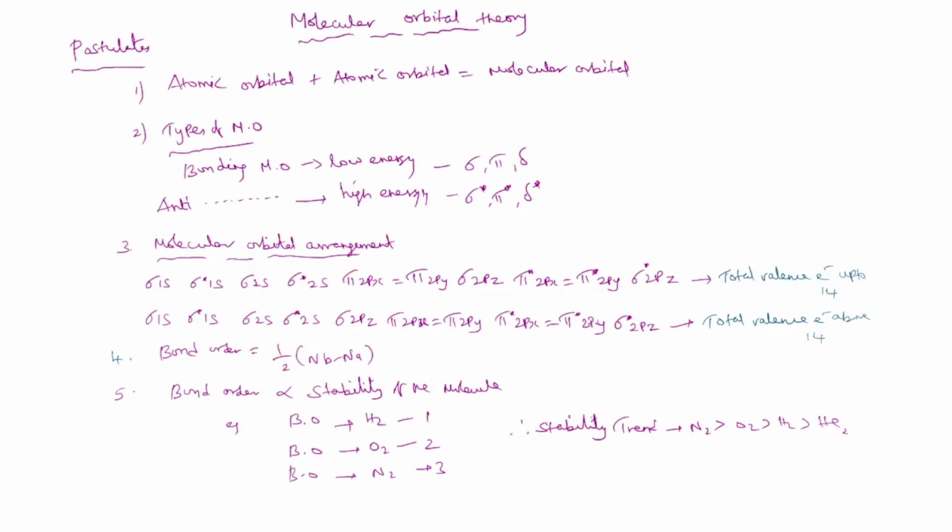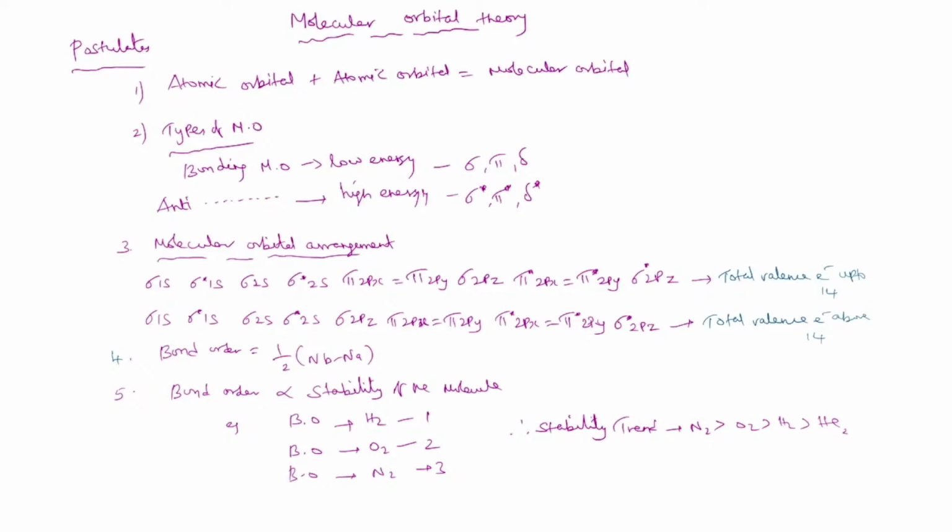The orbital which has low energy is called bonding, and the higher energy one is called anti-bonding. I have given the representation clearly: sigma, pi, delta, and the other set is sigma star, pi star, delta star. Then you must know the molecular orbital arrangements, this order, just keep it in mind.